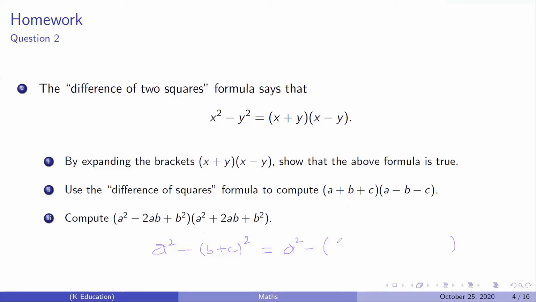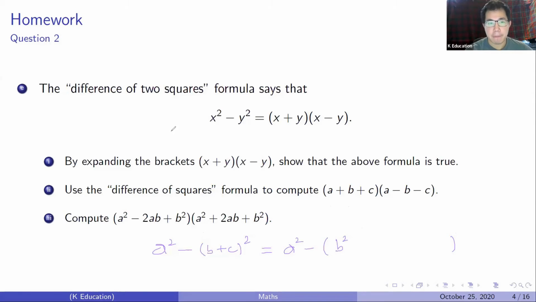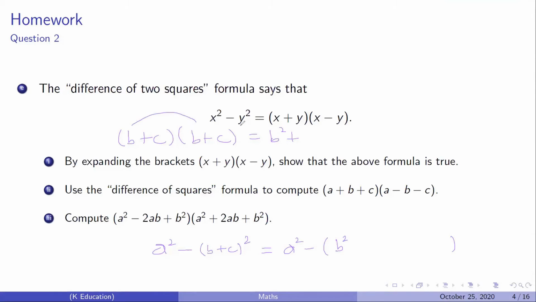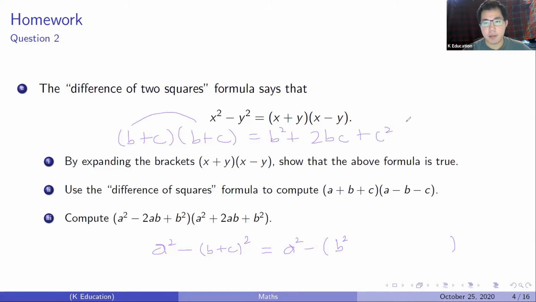B squared, plus... Okay, let me write it out if it's easier for you. So b squared plus 2bc plus c squared. Yeah, okay, it's always the same form, right? It's b squared plus 2 of something and plus c squared.